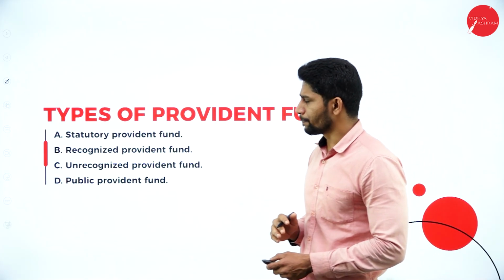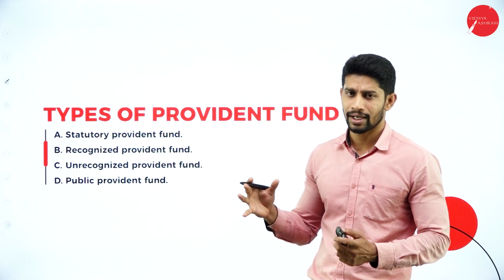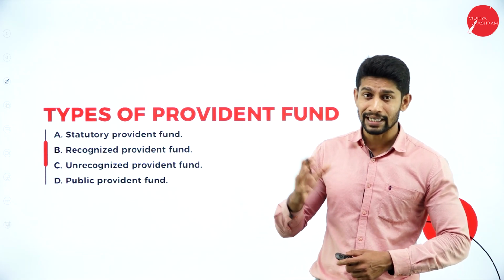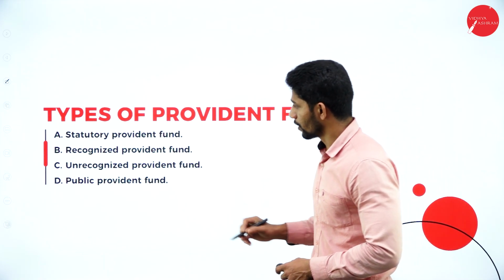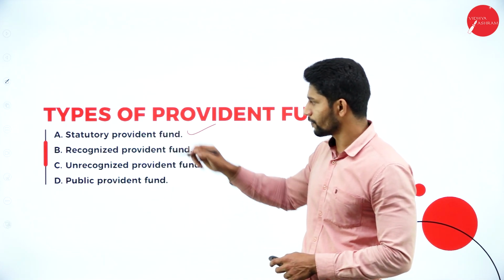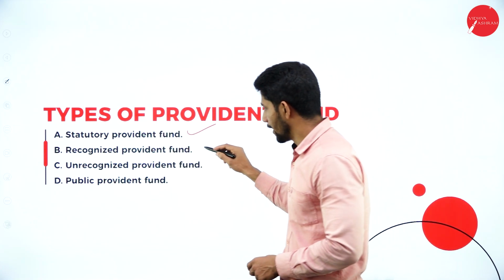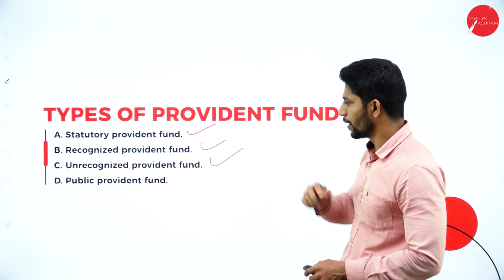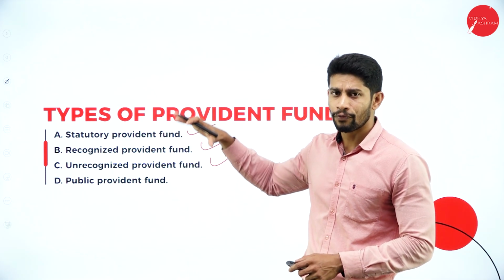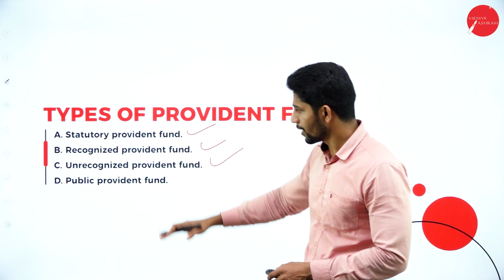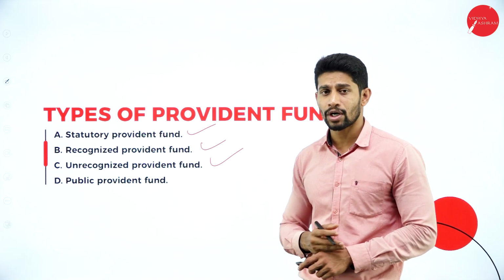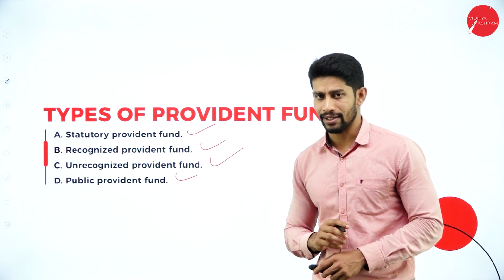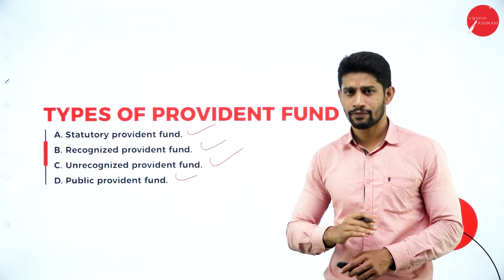Moving further, in provident fund we have different types. For different employees we have different types of provident funds. So which are those different types? Mainly we have 4 types: the first one is statutory provident fund, next recognized provident fund, unrecognized provident fund, and public provident fund. So these are the 4 different types of provident funds that we have.